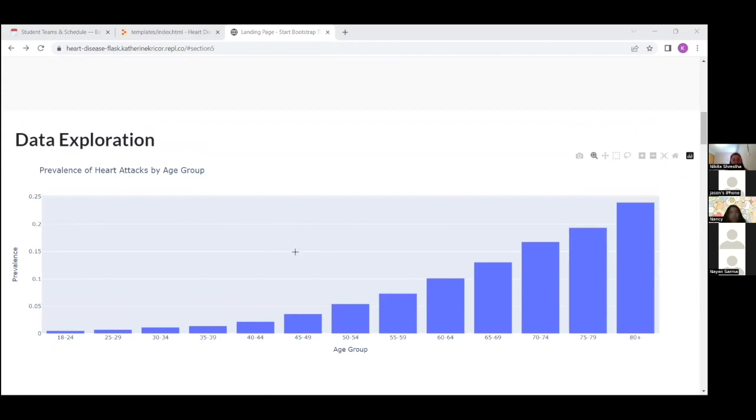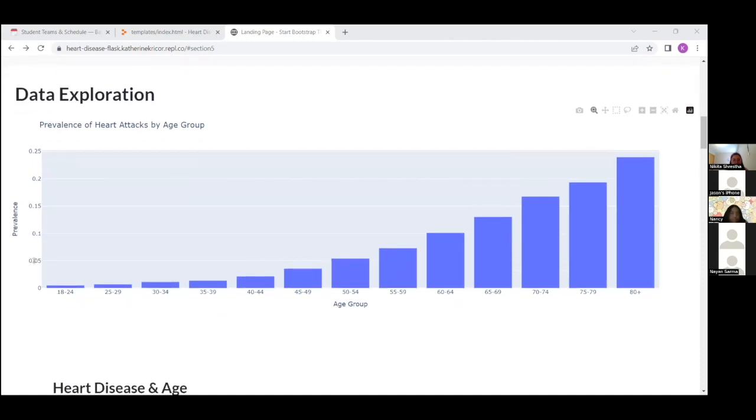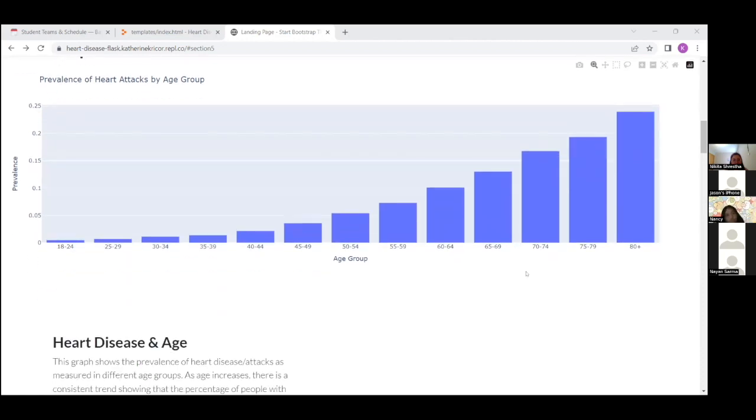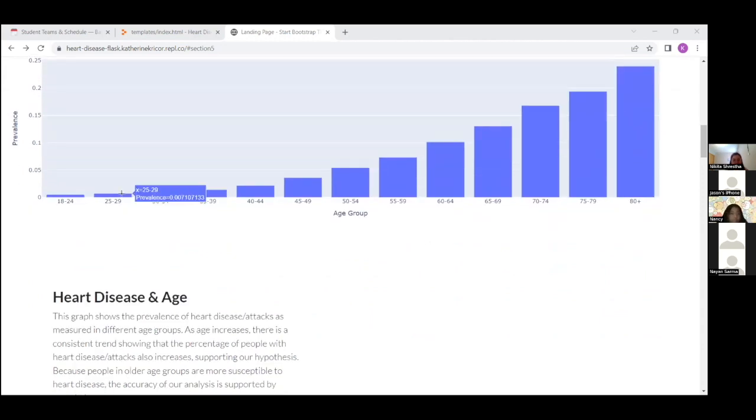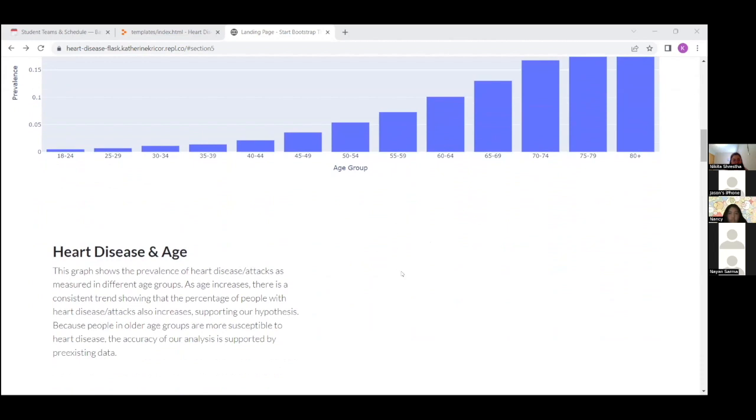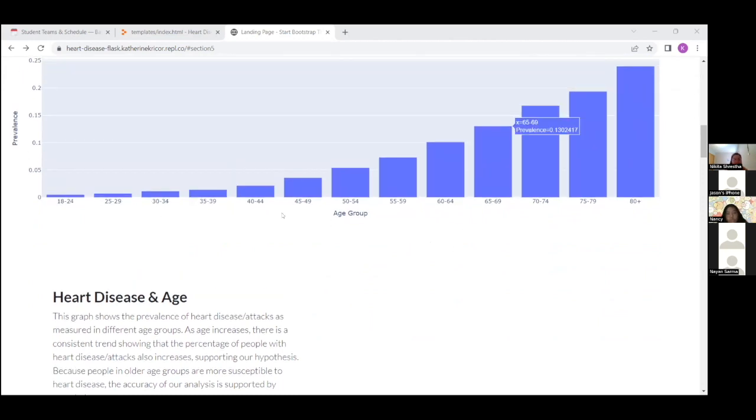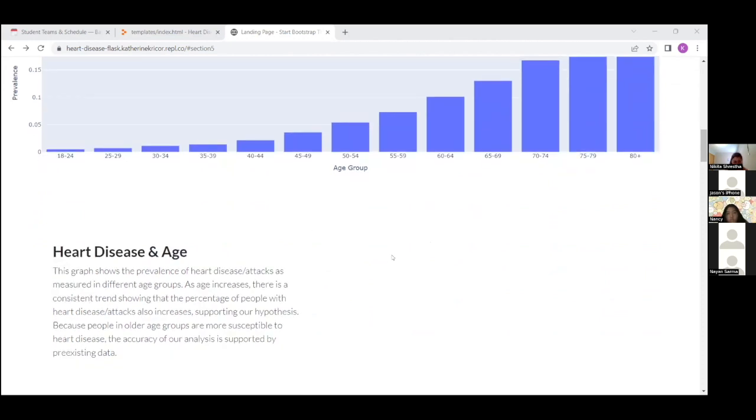So to start off, this is how we explored the data set to see which variables we might want to focus on when predicting heart disease. First, we looked at the prevalence of heart attacks by age groups. You can see as age increases, there's a pretty consistent trend that shows that the percentage of people with heart disease and heart attacks is also increasing, which supported our hypothesis. And also a lot of existing scientific data shows that people in older age groups are more susceptible to heart disease. So our analysis was supported by pre-existing data.